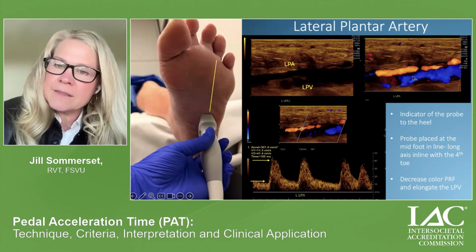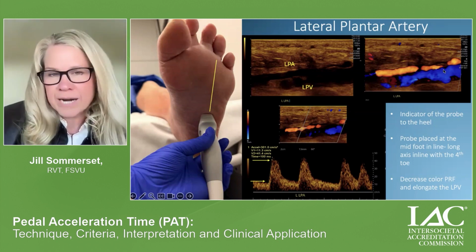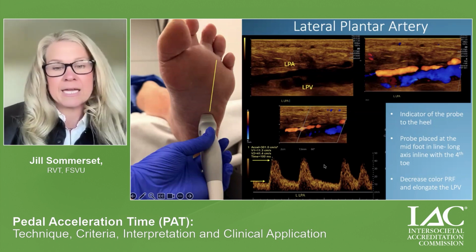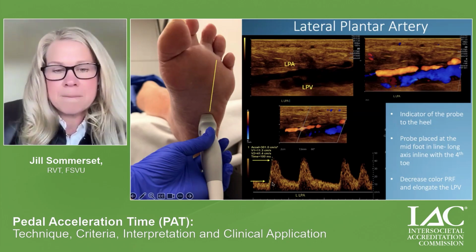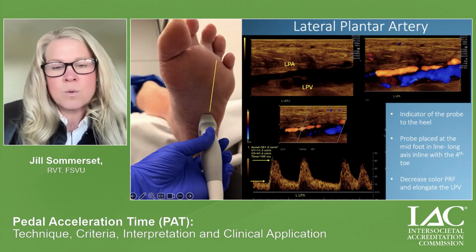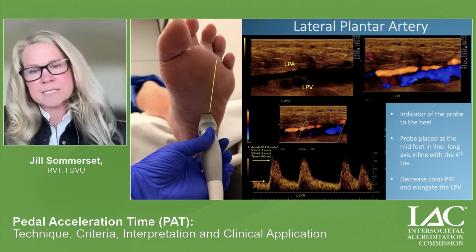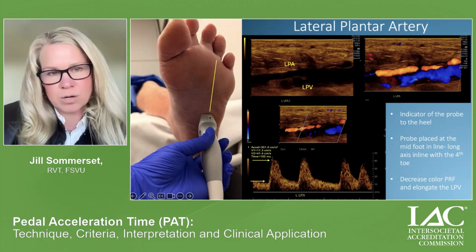So once you've elongated the vein, now you can turn on color and you're going to see the artery right next to the vein. And we're going to lower the baseline down. We're going to decrease our scale and measure the acceleration time of this lateral plantar artery. We do not do prox, mid, and distal lateral plantar artery. We just need one at the mid lateral plantar artery.